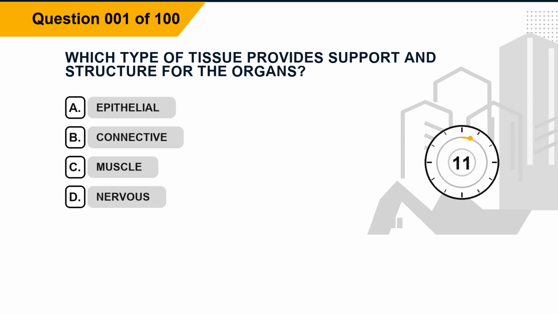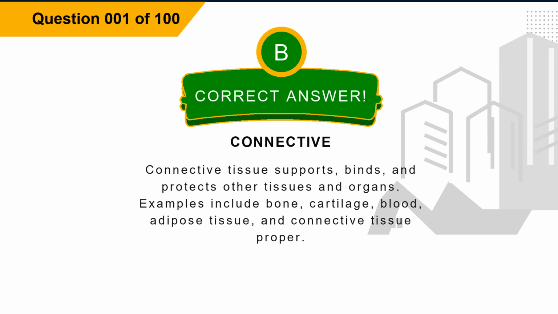Question 1. Which type of tissue provides support and structure for the organs? Option A, epithelial. Option B, connective. Option C, muscle. Option D, nervous. The correct answer is option B, connective. Explanation. Connective tissue supports, binds, and protects other tissues and organs. Examples include bone, cartilage, blood, adipose tissue, and connective tissue proper.